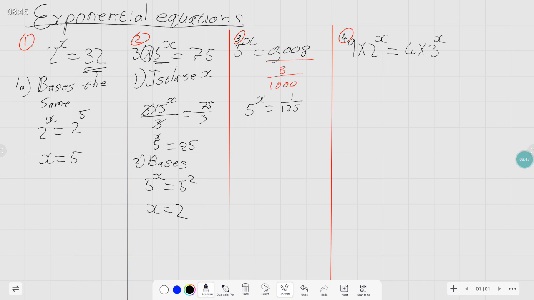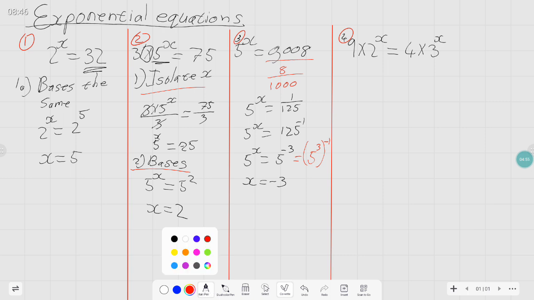Now what can I do? I want that 125 at the top. What must I do? I put an exponent of negative 1. Remember I said those rules work forward. They also work backwards. So if it's a negative 1 exponent, I know it's supposed to be under the line. Now 125 is 5 to the power of 3. So I have 5 to the power of x equals 5 to the power of negative 3. Therefore, x is negative 3. So I still use the same rules where I isolate the x. If it's already isolated, I work on the bases. So basically, what happened here is it's the same as saying 5 to the power of 3 times negative 1. So that's why it's 5 to the power of negative 3.